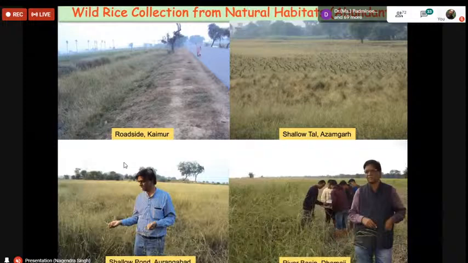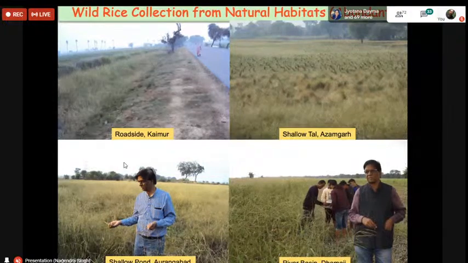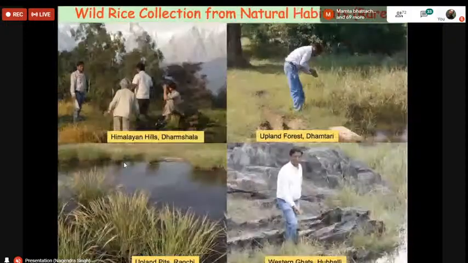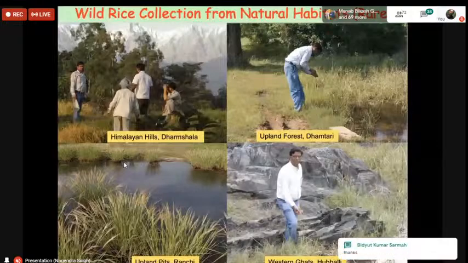It has got different names in different parts of the country. I know at least 15 names of this. Then the shallow ponds you can see here in Aurangabad in Bihar, this is in UP here. Then at Dhemaji in the river basin, I collected last year, again in the lowland area. So there are some areas where it is plenty. Now there are habitats where it is rare, but it is very important, mostly the upland habitats.